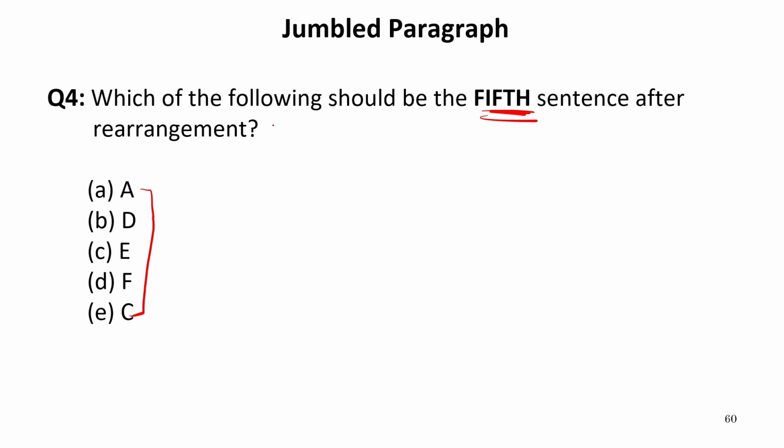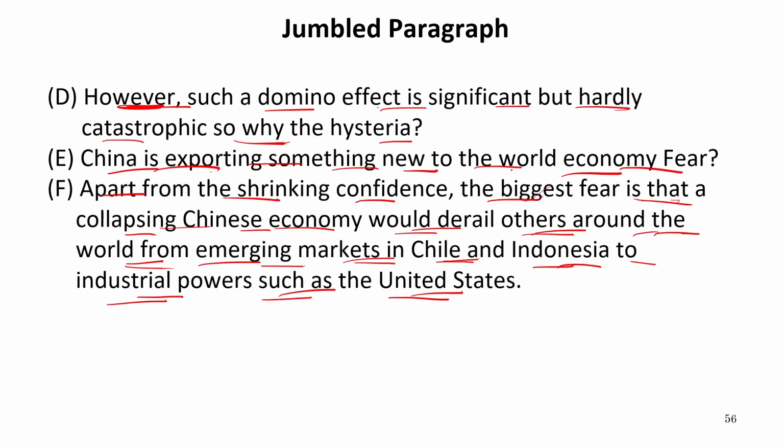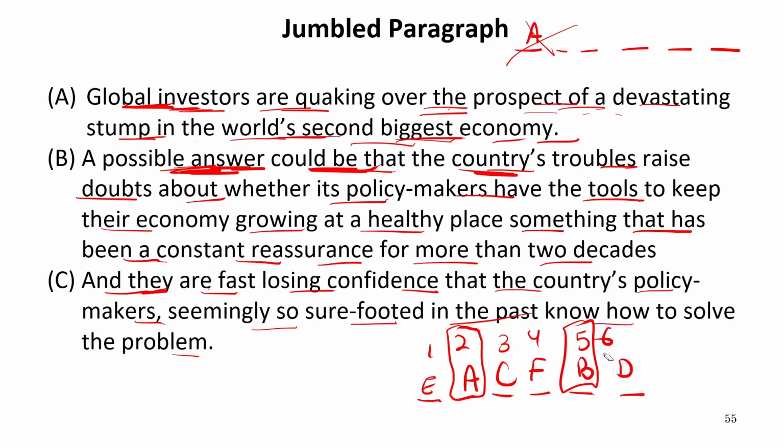Now, as I have told you, we have to make various paragraphs, various combinations to see whether our combination is correct or not. If we see the passage carefully, it is written, a possible answer could be that the countries. Indeed, the question has been asked, not the answer has been given. Therefore, here we have missed the place, that is fifth and sixth position. First D sentence will come, then B.